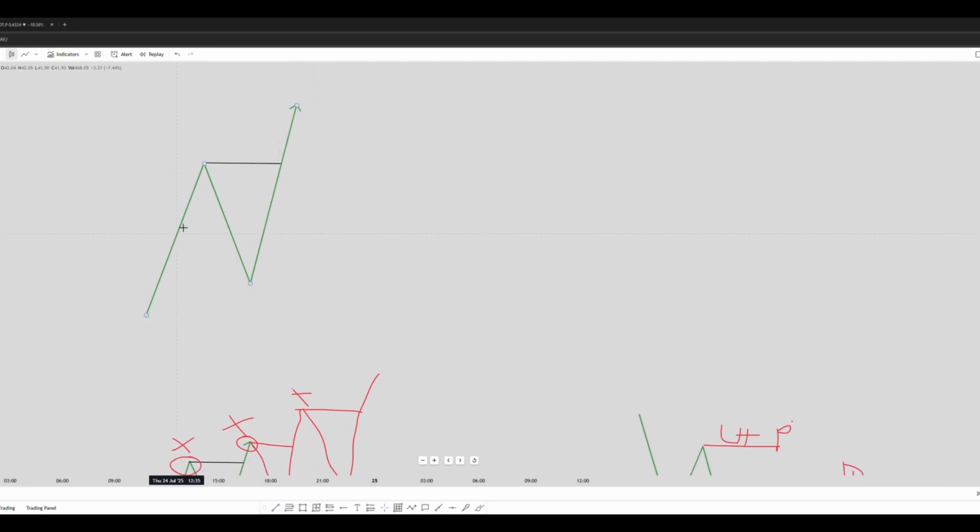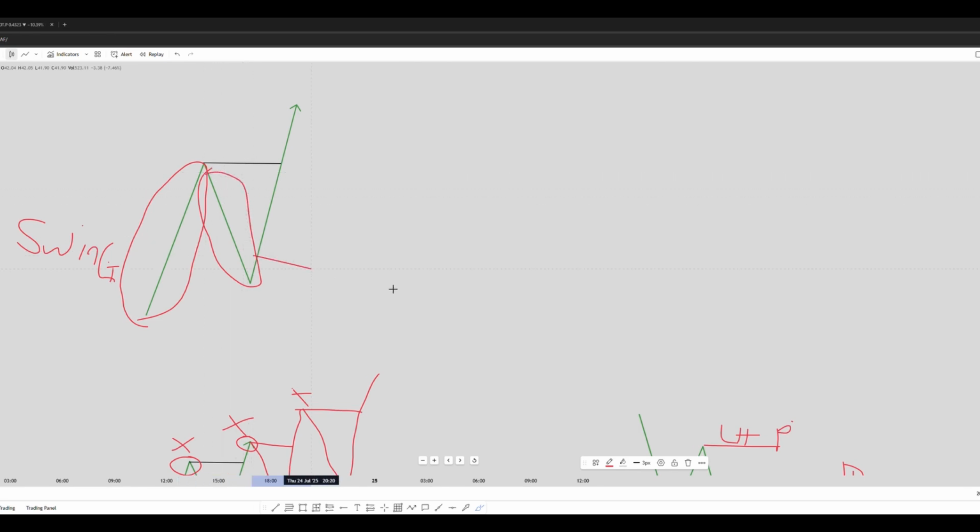This particular impulsive move is what we call our swing structure. Why this corrective move is what we call our substructure.